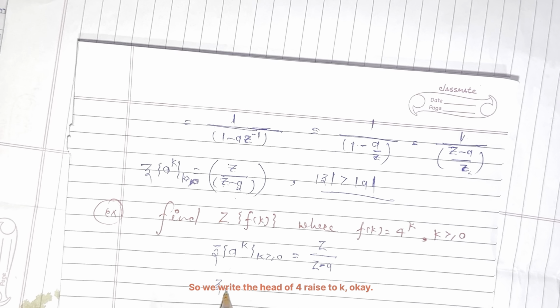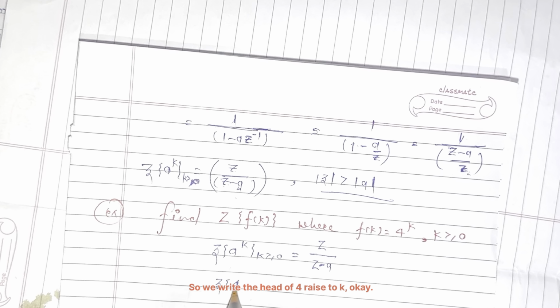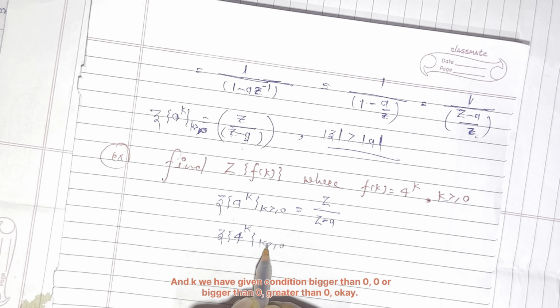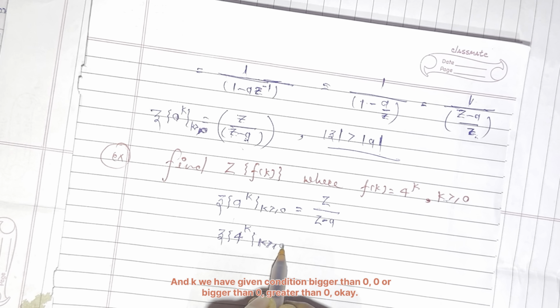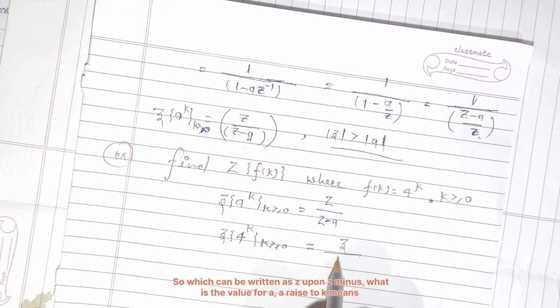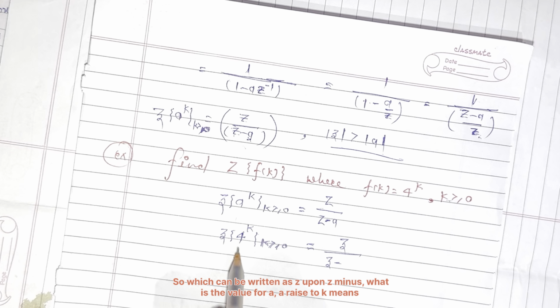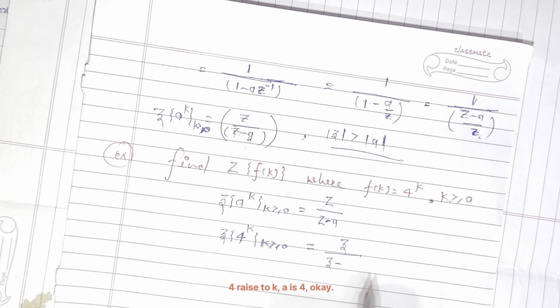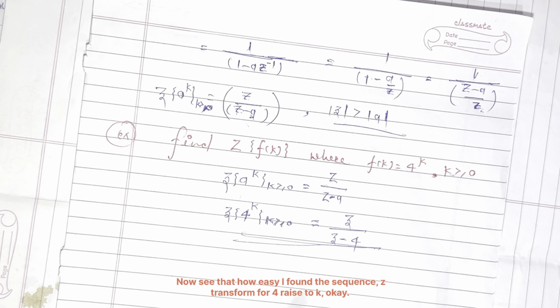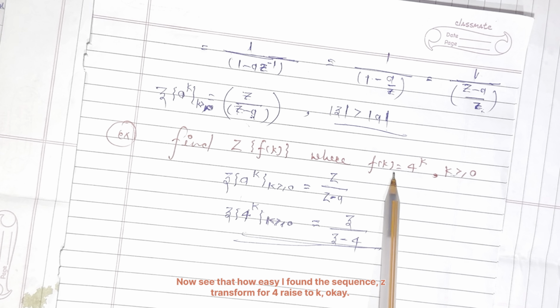So we write the z transform of 4 raised to k, with the given condition k greater than 0, which can be written as z upon z minus a, where a raised to k means 4 raised to k, so a is 4. Now see how easily I found the z transform of the sequence 4 raised to k.